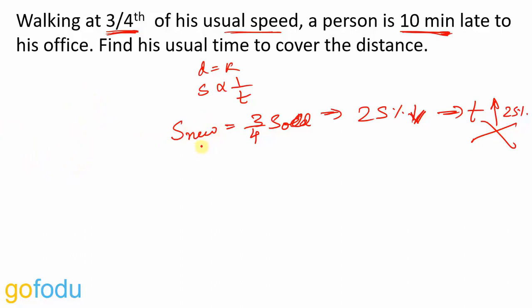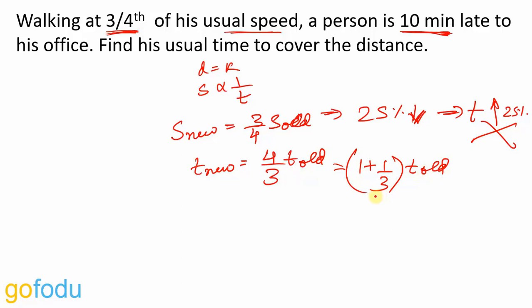We have new speed as 3/4 times the previous speed, and the ratio is inverse. Speed and time are inversely proportional, so we can say new time will be 4 by 3 times the older time, the earlier time. That simply means this factor of 4 by 3 simply means 1 plus 1 by 3, right?